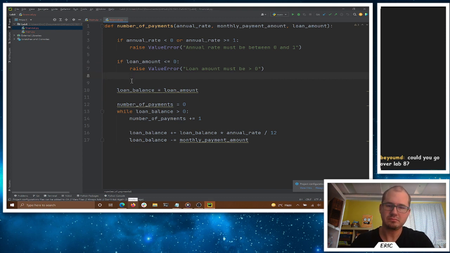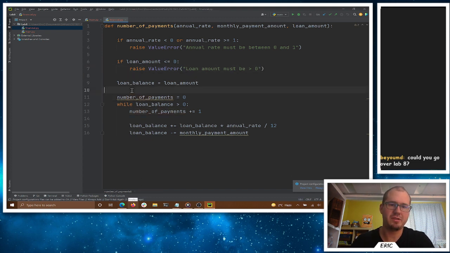All right, and then we'll have our loan balance. We'll have our number of payments. We'll increase our number of payments. Keep on going here. And then when we're done, we're going to return the number of payments.